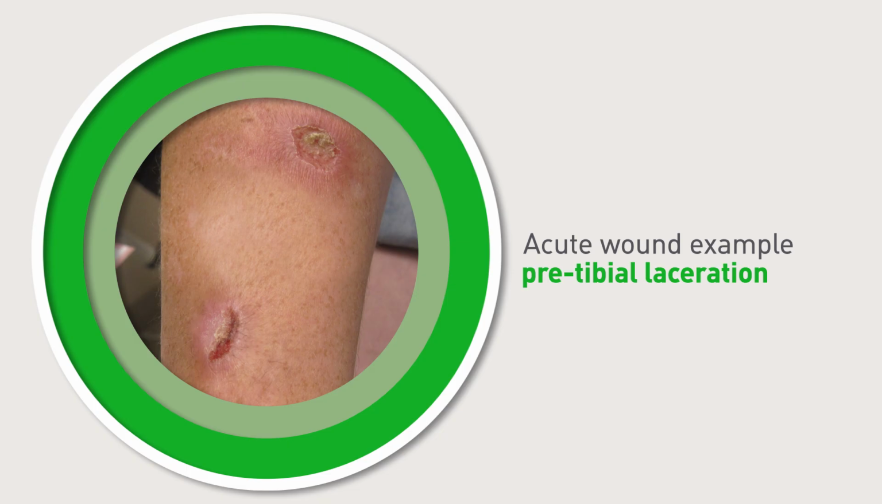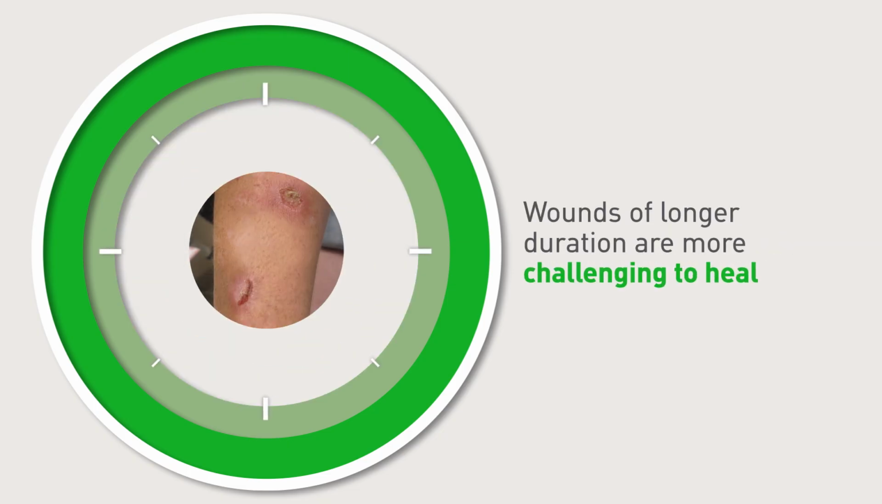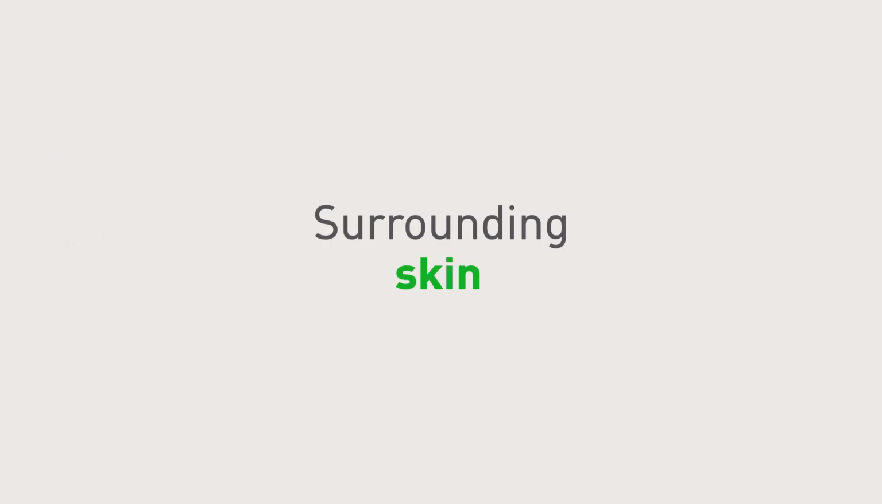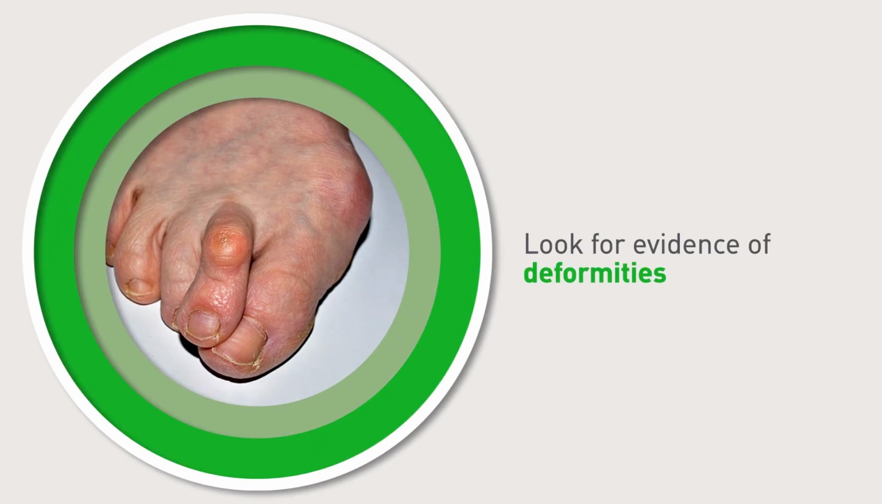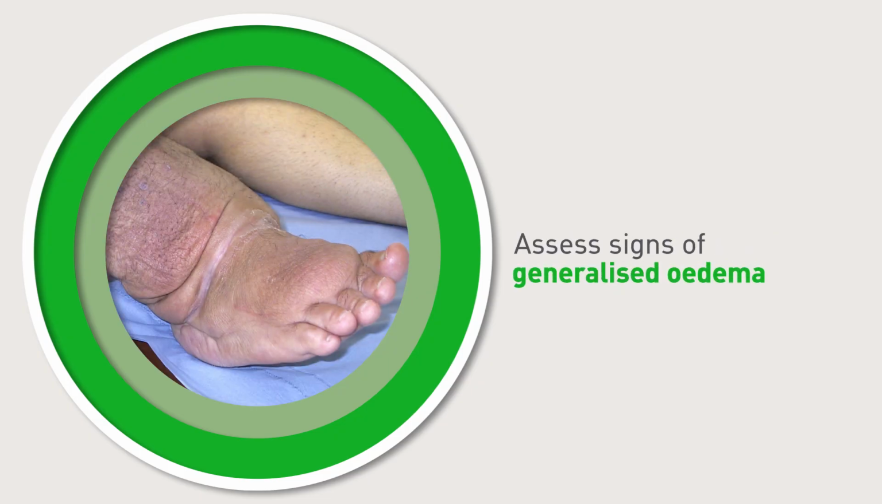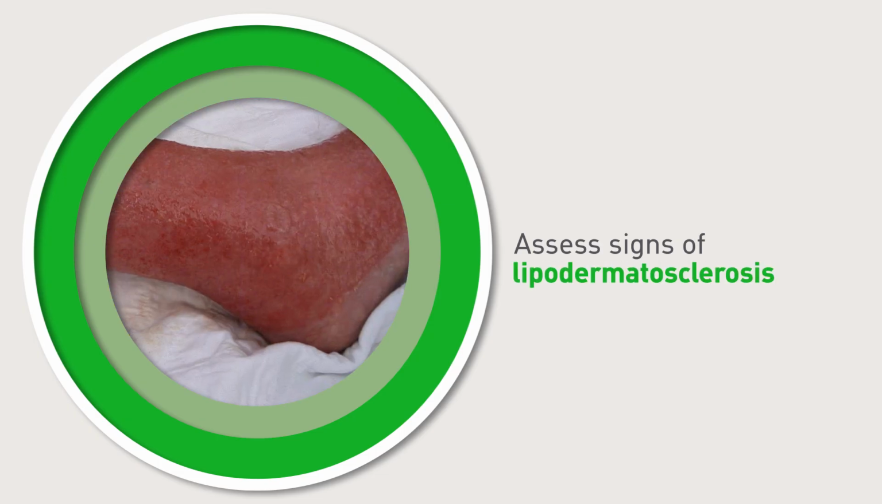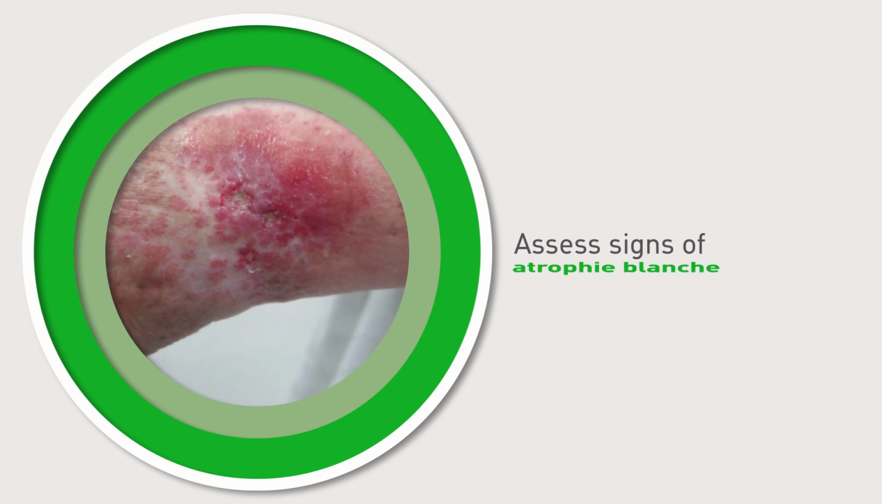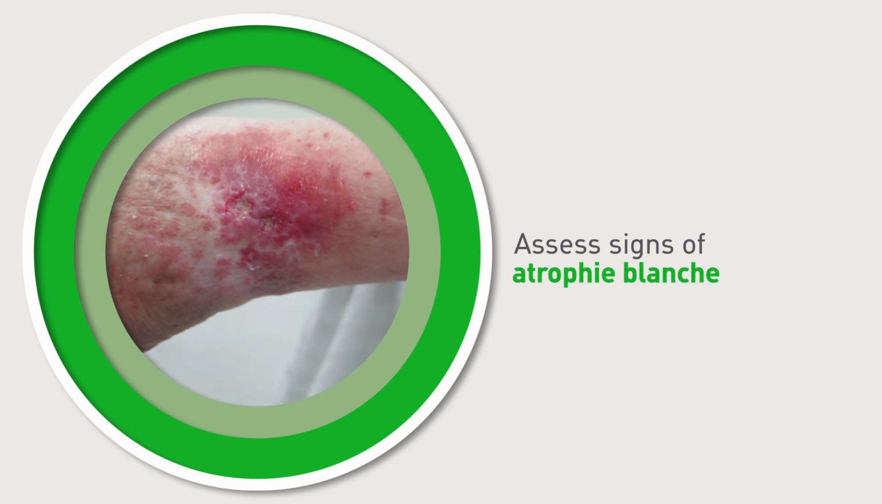Once we know the cause, it would be helpful to know how old the wound is, as wounds of longer duration tend to be more of a challenge to heal. We can now move on to assessing the limb and generally look for evidence of previous trauma, deformities, or surgery such as amputation. We can assess if there is generalized edema and if there are signs of lipodermatosclerosis, which includes brown staining on the white skin, an altered leg shape which is wider at the knee and narrower at the ankle, sometimes called an inverted champagne bottle shape, dilated veins around the ankle, and white patches of ischemic skin called atrophie blanche.